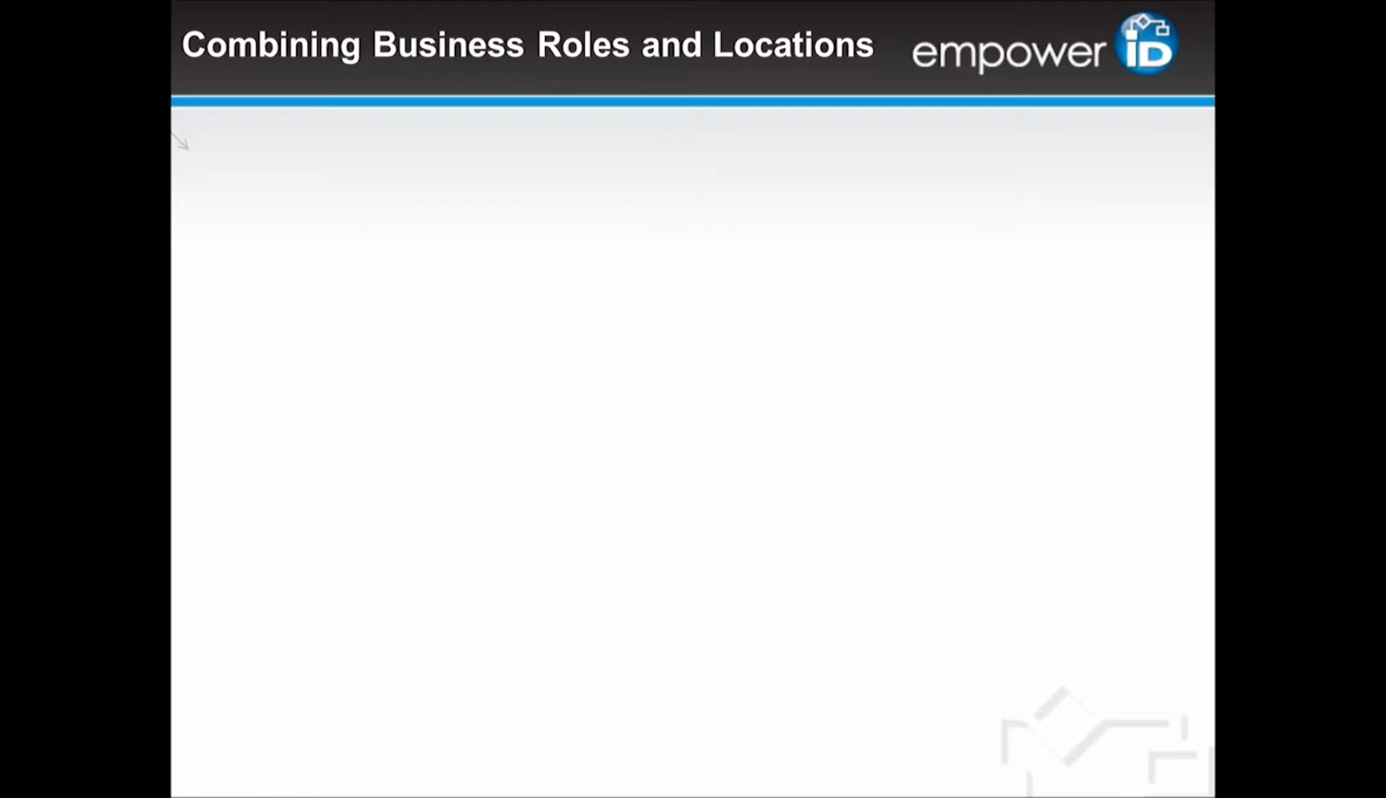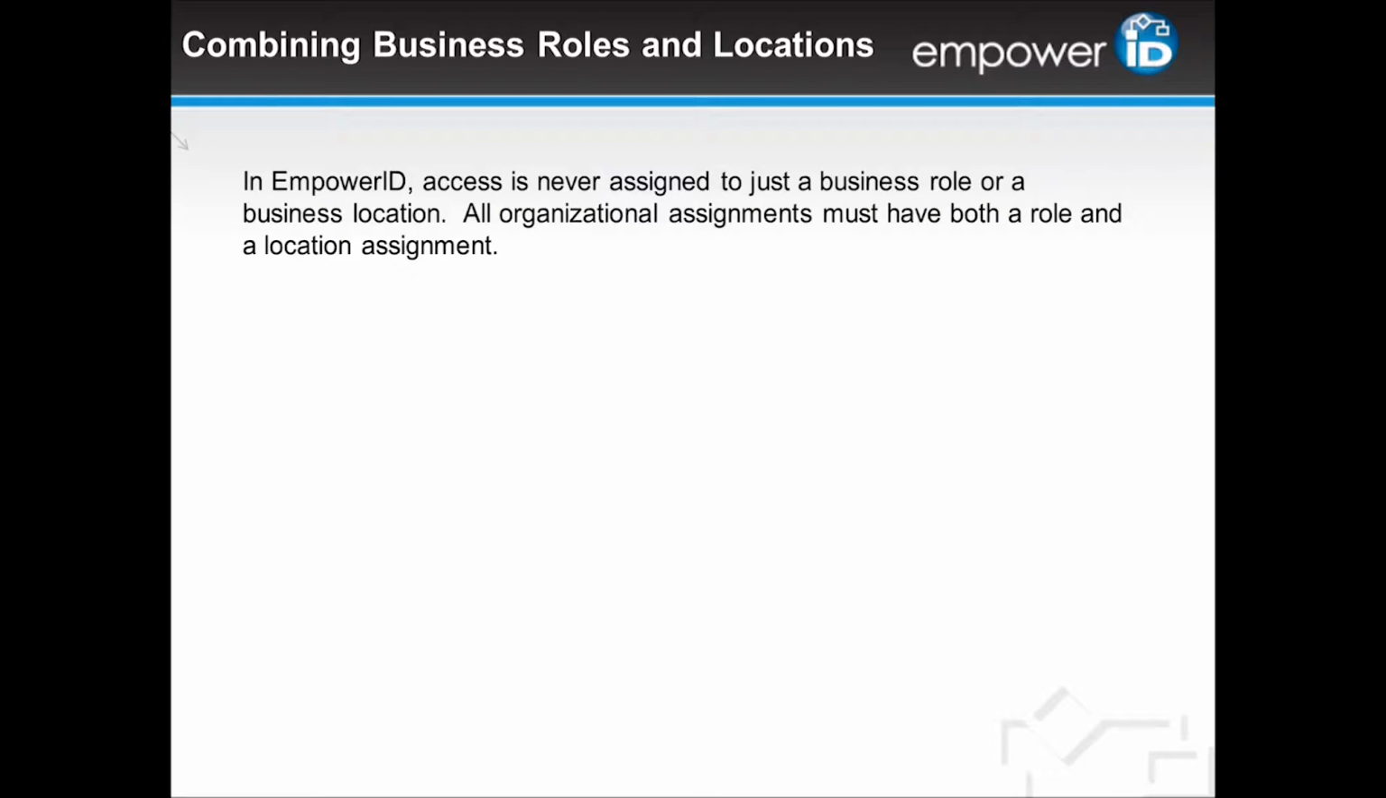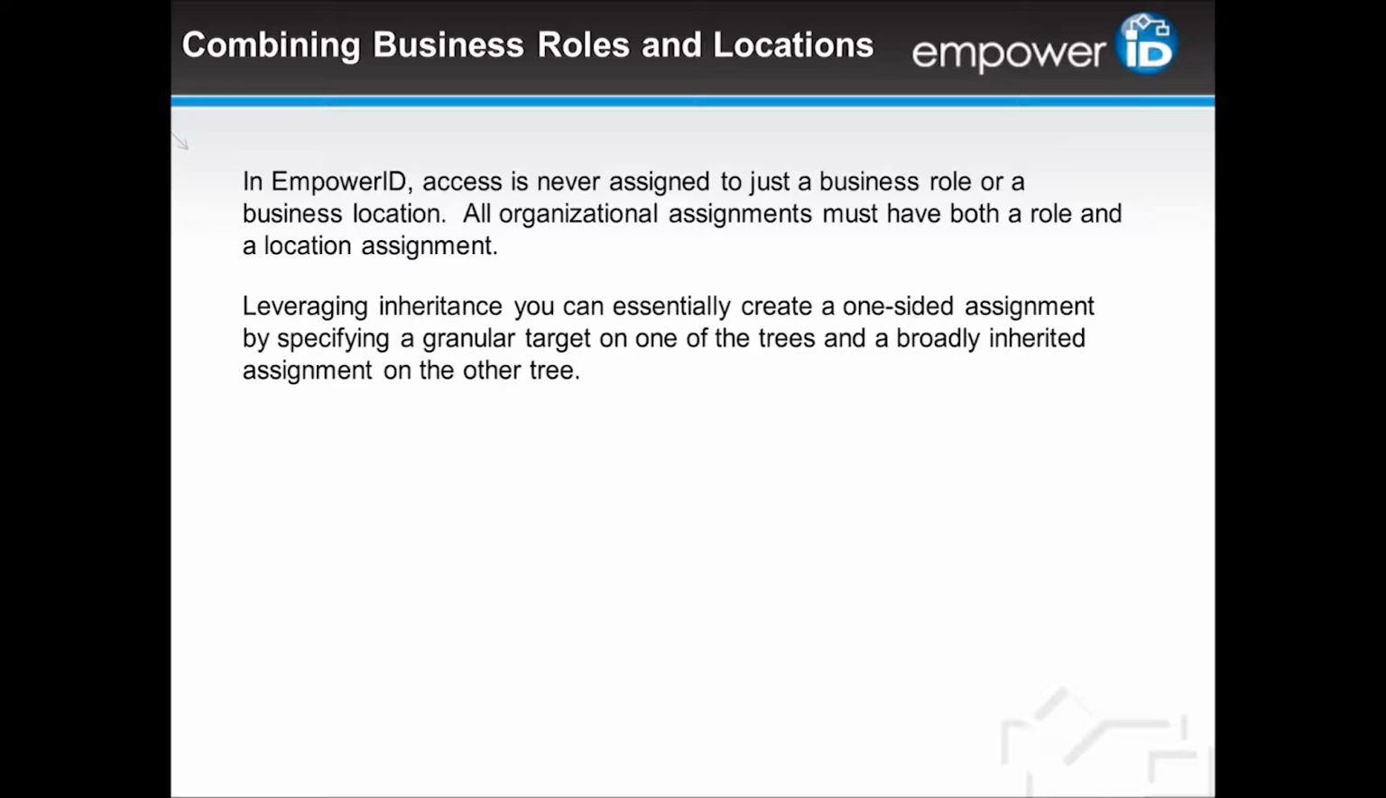So let's take a look a little bit about combining business roles and locations and their assignments. So in EmpowerID, access is never assigned to just a business role or a business location. Any organizational assignments must have both a role and a location assignment. Now, leveraging inheritance, you can essentially create a one-sided assignment, say to a particular role or an assignment to the entire administration department, by specifying a granular target on one of the trees and a broadly inherited assignment on the other tree.